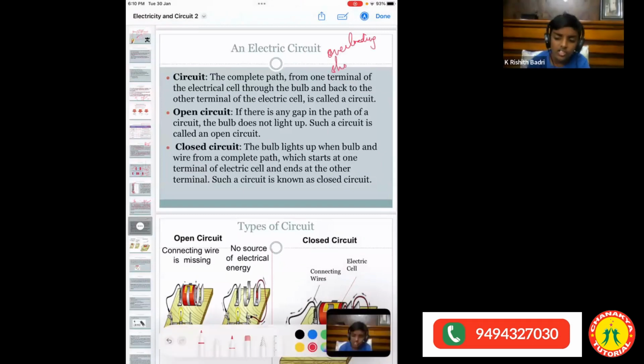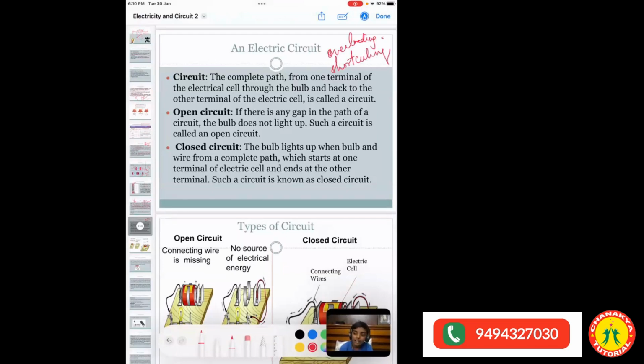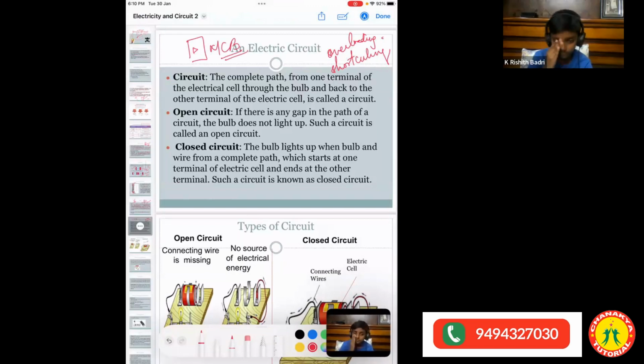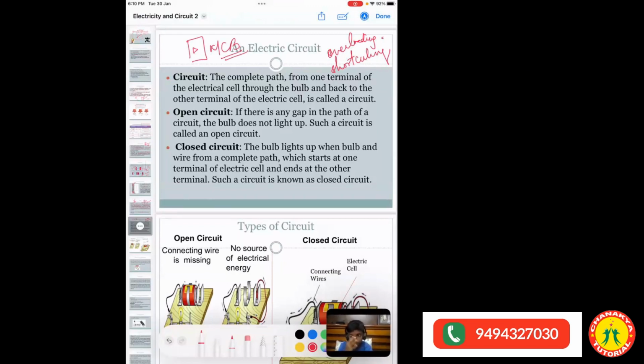Ma'am, fuse? Fuse is basically a kind of socket like this, which is also called nowadays an MCB, right? So what happens if we are using this fuse or this MCB? Why are we using it? So as to avoid the overloading and short circuiting.